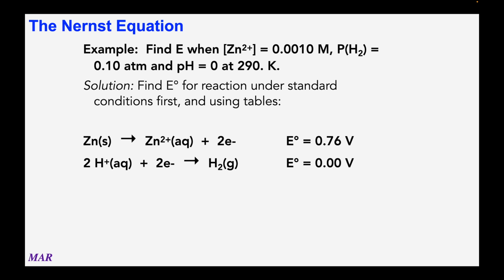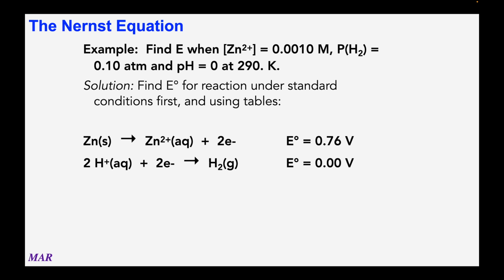We have 0.1 atmospheres. Now, we're going to see in a little bit that pH of 0 does mean 1 mole per liter for acid, so that's standard. But standard temperature is 298 Kelvin, and we're at 290 Kelvin. So we have a lot of values here which are not standard conditions. And so this is why we need to use the Nernst equation.